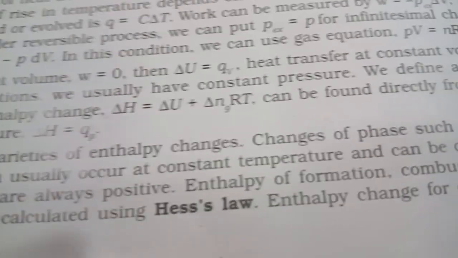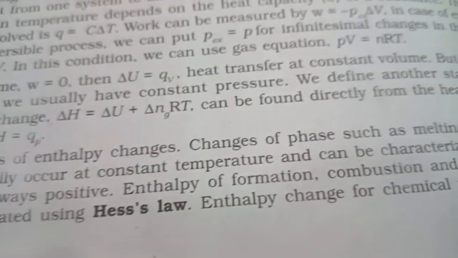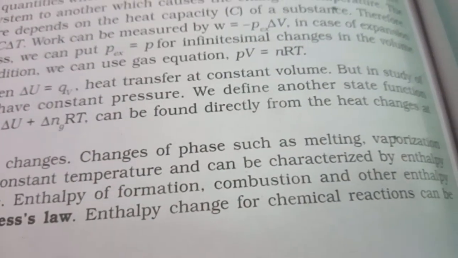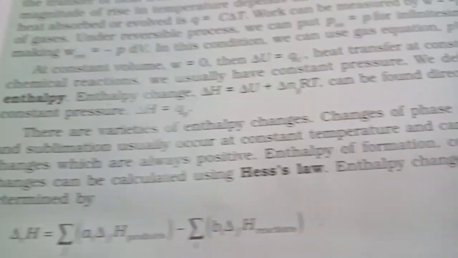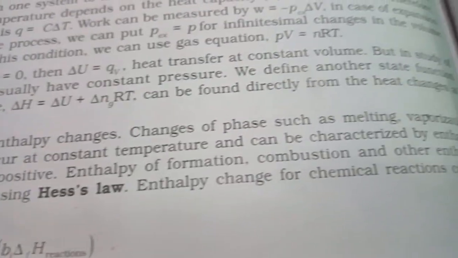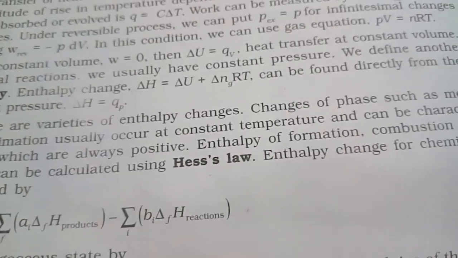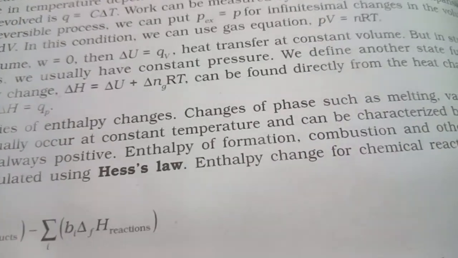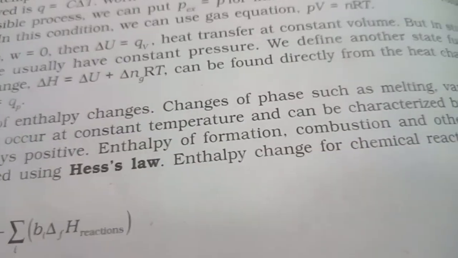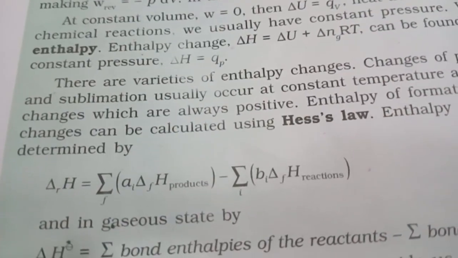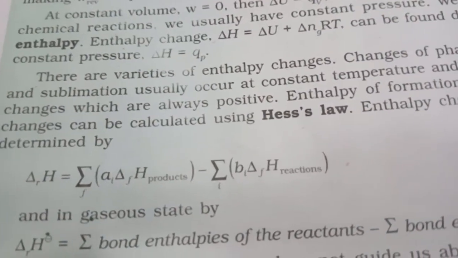At constant volume, W is equal to 0, then delta U will be equal to Q, heat transfer at constant volume. But in study of chemical reactions, we usually have constant pressure. We define another state function, enthalpy. Enthalpy change delta H is equal to delta U plus delta n RT can be found directly from the heat changes at constant pressure. Delta H is equal to Q P.